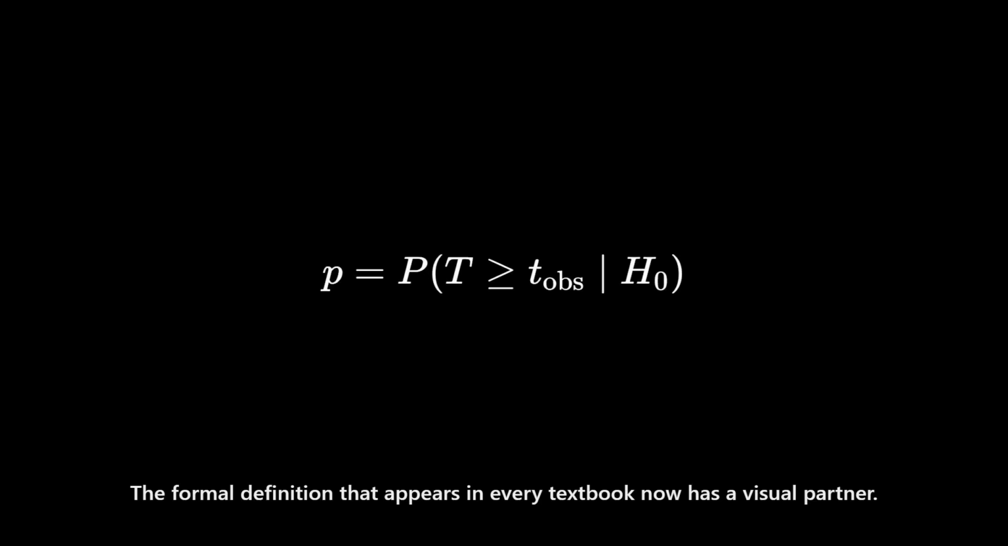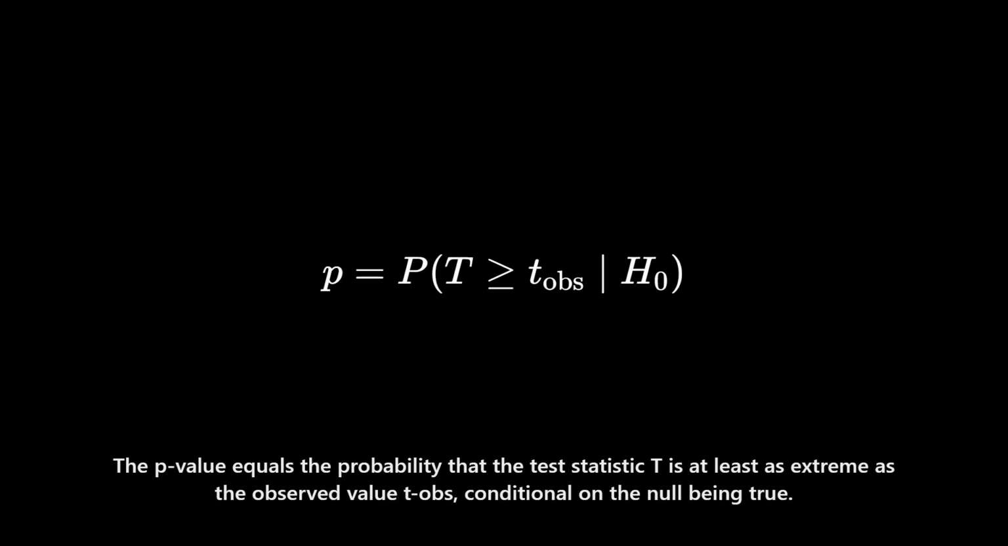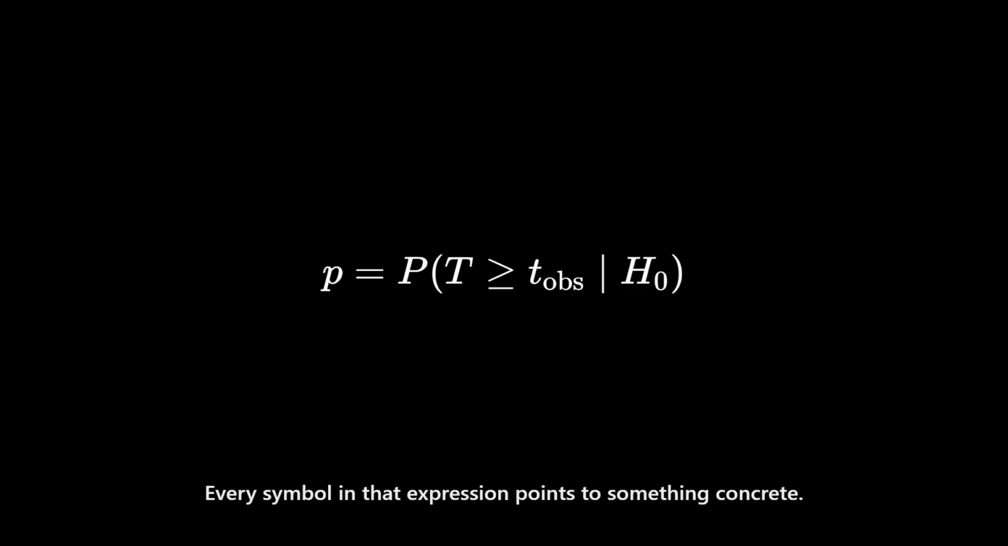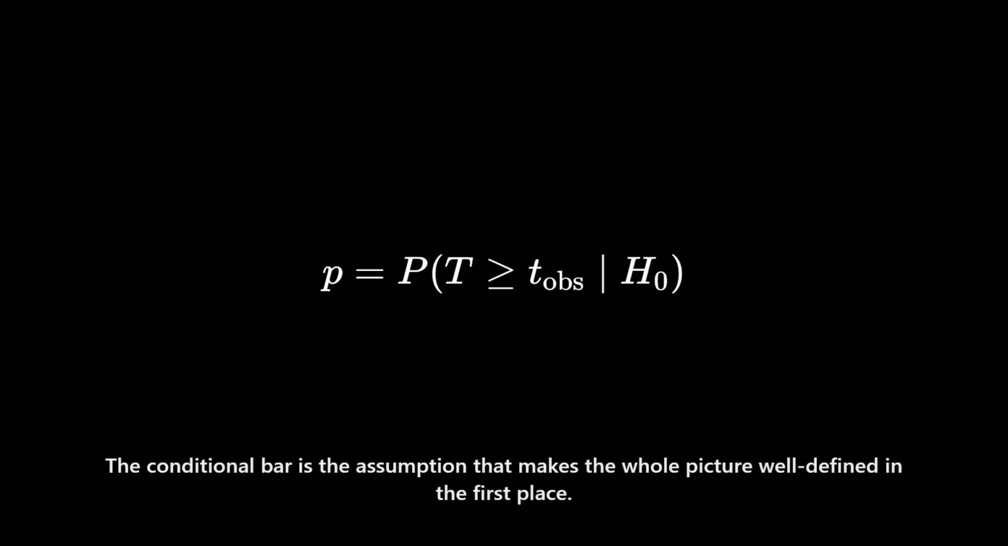The formal definition that appears in every textbook now has a visual partner. The p-value equals the probability that the test statistic T is at least as extreme as the observed value T_OBS, conditional on the null being true. Every symbol in that expression points to something concrete. T is the random variable that generates the null distribution. T_OBS is our marker. The inequality defines the tail. The conditional bar is the assumption that makes the whole picture well-defined in the first place.